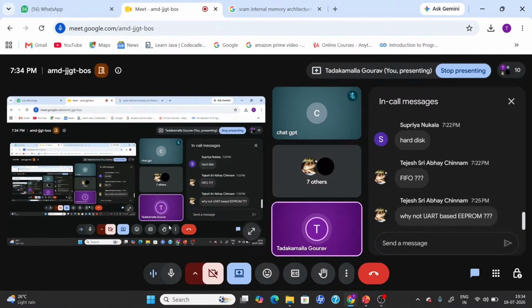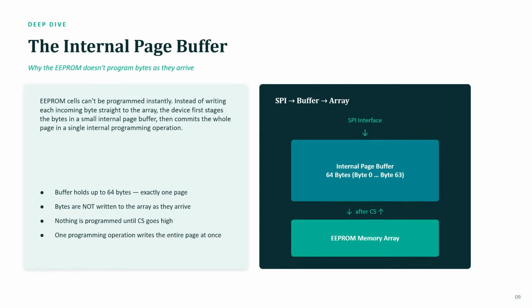Anyone having any queries, or shall I repeat this particular part again? This is a very, very important part, and this is what we are going to look into in our Verilog implementation also. This feature we are going to make sure and follow. Is it clear? Any doubts or any queries over here? Okay, great.